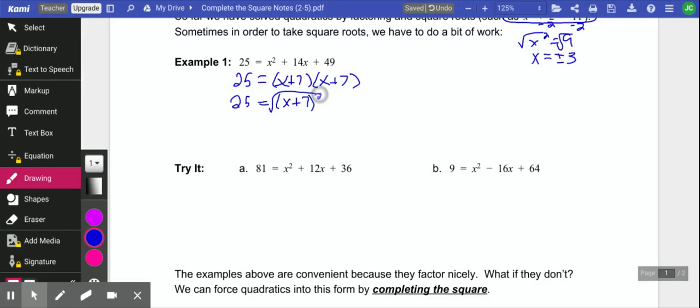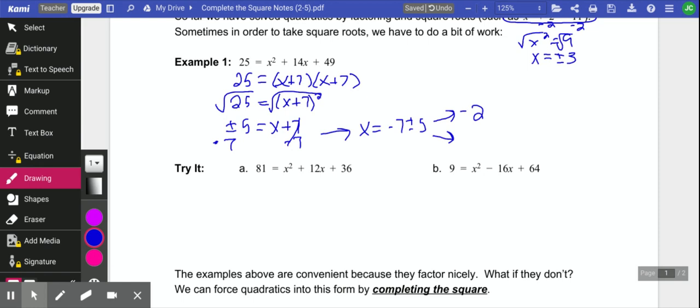So now I can take the square root of both sides, and that's going to give me x plus 7, and the square root of 25, I introduced the square root, is plus or minus 5. And now I'm going to subtract 7 from both sides. And so that gives me x equals negative 7 plus or minus 5. Now, that's two different answers. Negative 7 plus 5 is negative 2, and negative 7 minus 5 is negative 12. Okay, so those are my two answers.